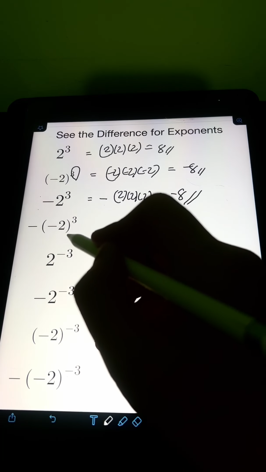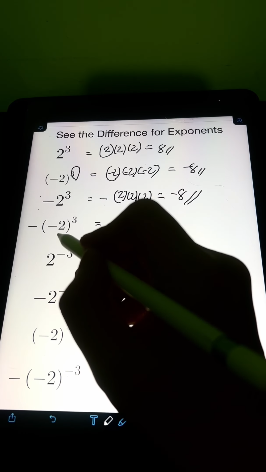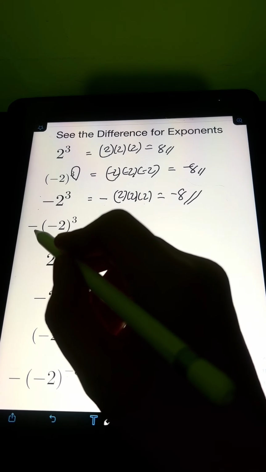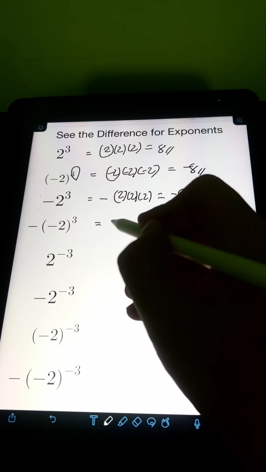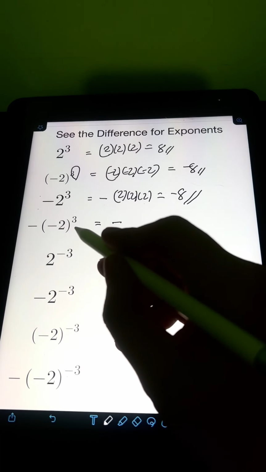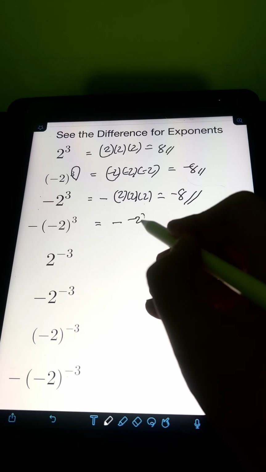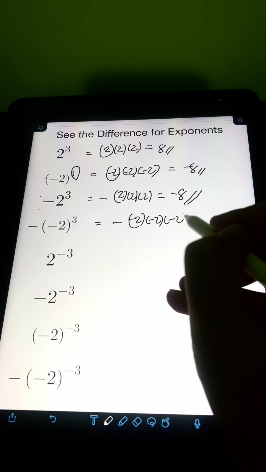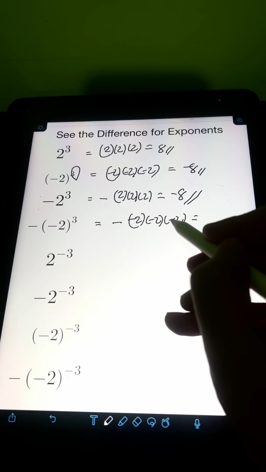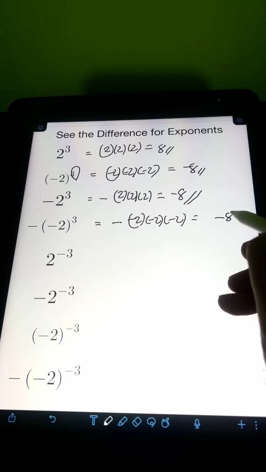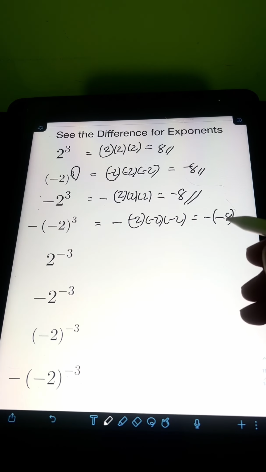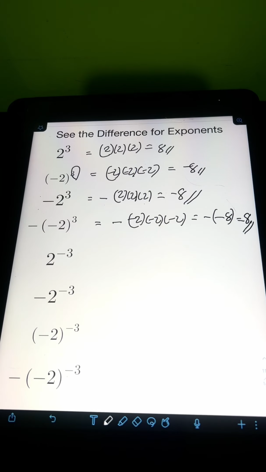Next, we have negative of negative 2 cubed. So we have a base of negative 2, enclosed in the parentheses, and then we have another negative sign outside. So just copy that negative sign and then simplify negative 2 quantity cubed. So 3 factors again of negative 2: negative 2 times negative 2 times negative 2. Negative 2 times negative 2, that's positive 4. Times negative 2, that's negative 8. But you still have a negative sign in front. So negative times negative 8 will be positive 8.